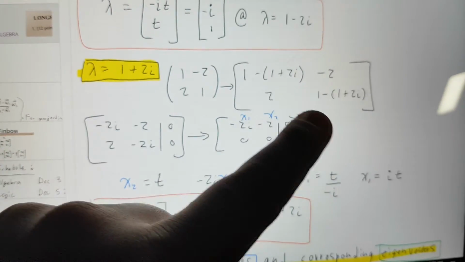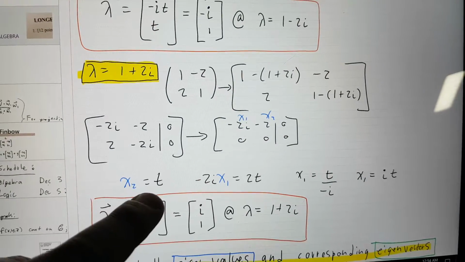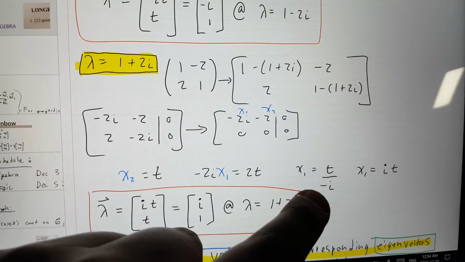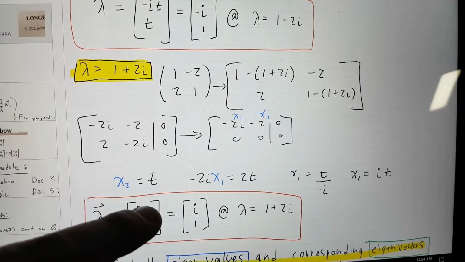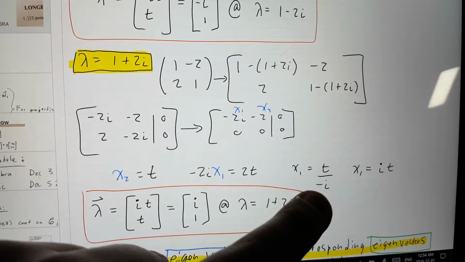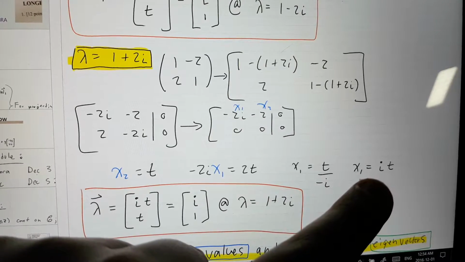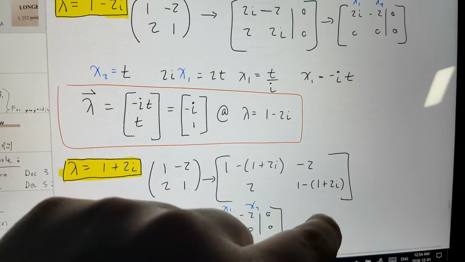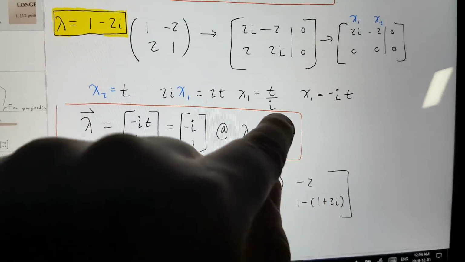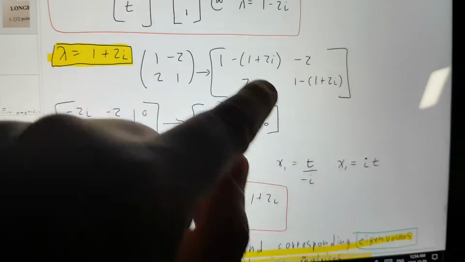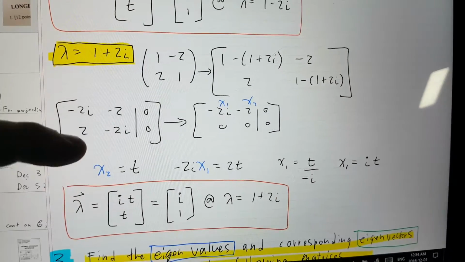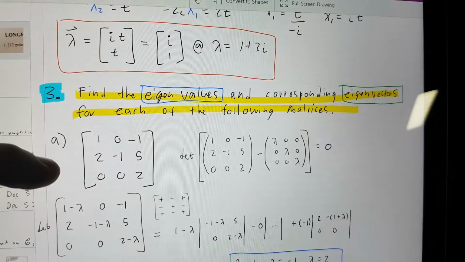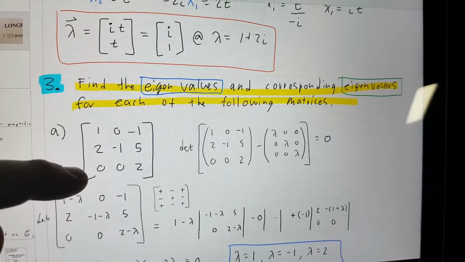Same recipe. Zeros. x2 is free. Solve for x1 in terms of x2. So it's over negative i, which means it's i. The trick to these particular ones is to just know this conversion, and then you're good. All right, 3. Now we're in a little hairier stuff, but it's not too bad though.